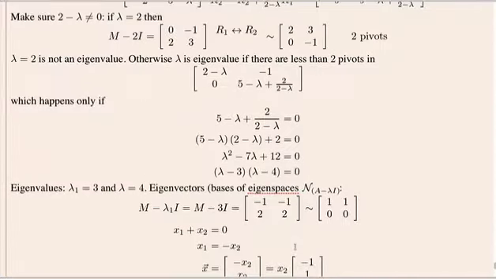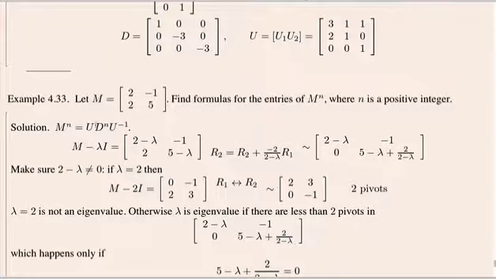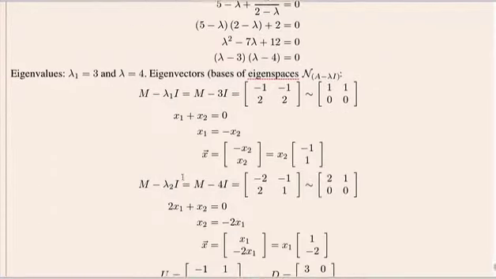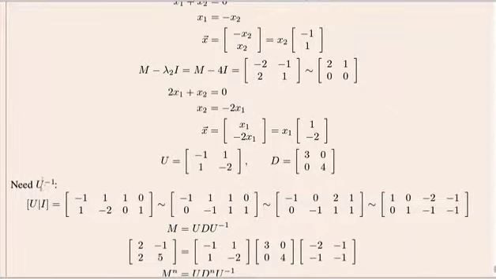Well, in this case, because we want to calculate U D to the n U inverse, we also need U inverse. So let me remind you how we calculated U inverse using the Gauss-Jordan method. We put together U and the identity matrix, and then we do a row reduction, but not just to get an upper echelon form, we want to get an identity matrix. And once we have that, the right-hand side is the inverse matrix.